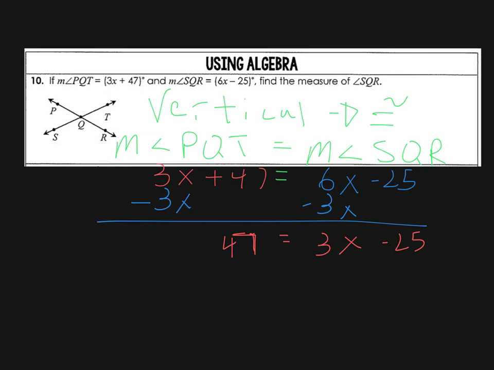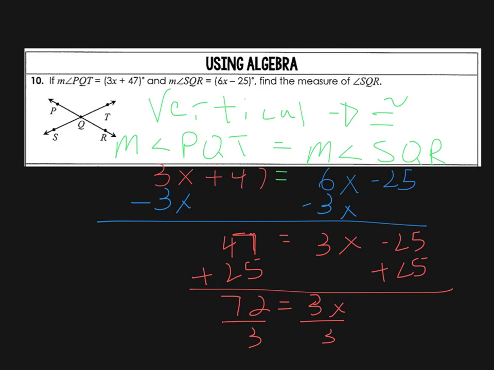Now what? Now we're going to add the 25. So we've added the 25 to both sides. That cancels out our 25 on the right side. And we're left with 72 equals 3x. I divide by 3 on both sides, and I'm going to get a final value of x of 24.